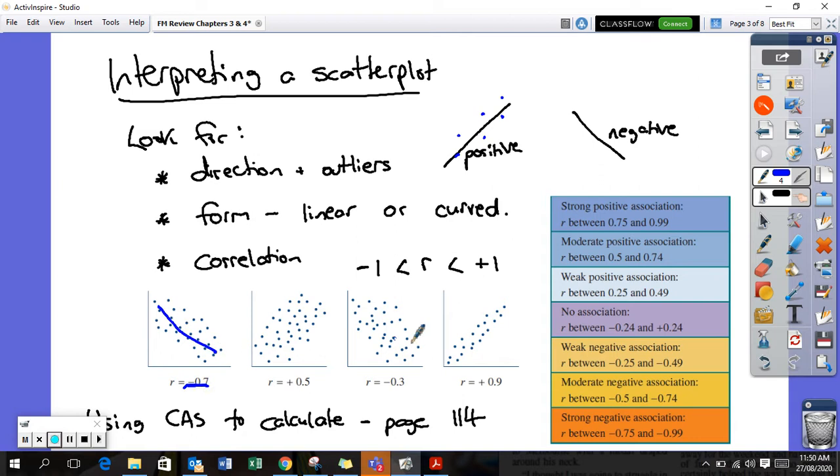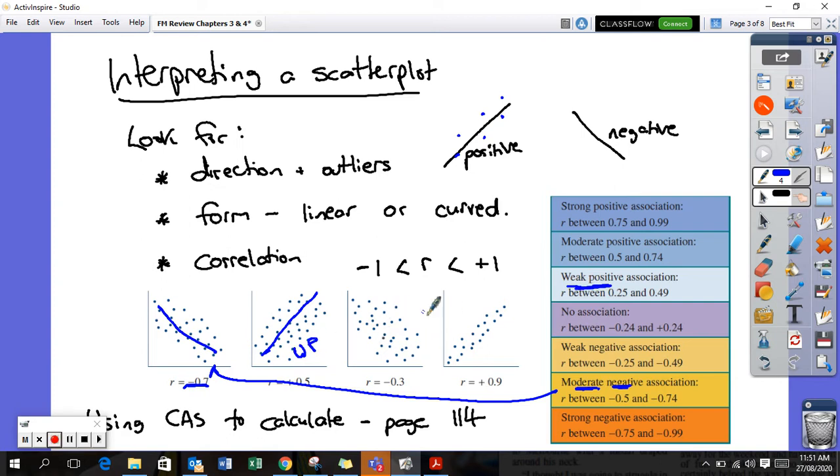This one has a correlation of -0.7. So it's going downwards. And if we look on our table here, -0.7, we would say that was a moderate negative association. So that one there, moderate negative. I've just gone over the top of the other one. This one has a correlation of 0.5. You can see they're further apart. It's positive, sloping upwards, and so a correlation of 0.5 would be a weak positive correlation.